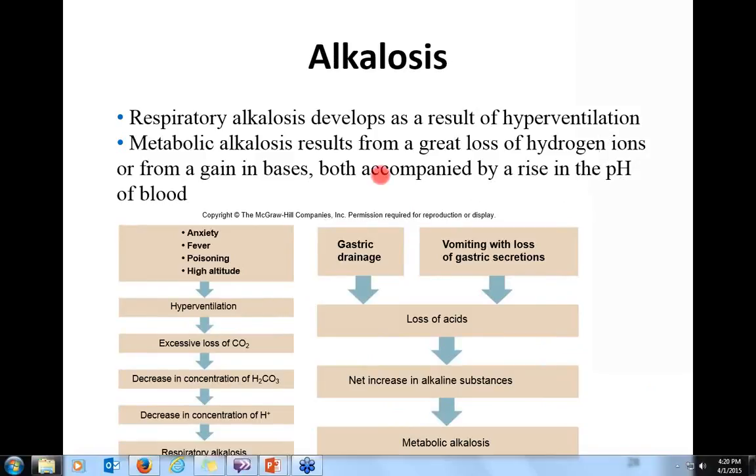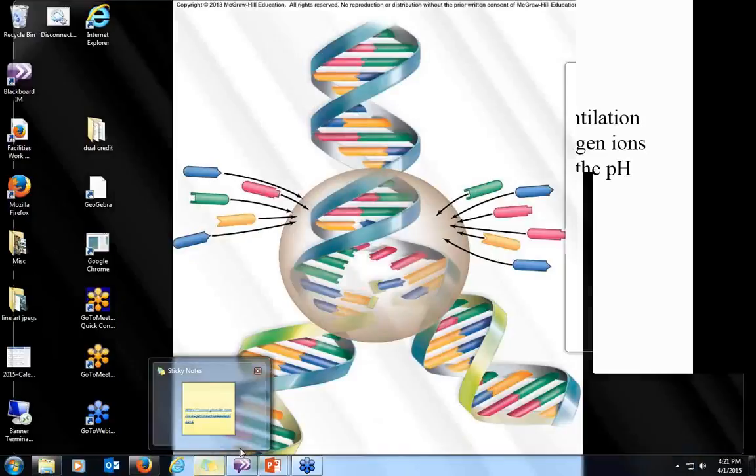Alkalosis, some of the causes, it can be metabolic, but it could also be respiratory. So, should you have anxiety, fever, poisoning, anything that causes hyperventilation, you lose excessive amounts of CO2. That decreases the amount of carbonic acid being made. As you decrease the amount of carbonic acid, you also decrease the amount of hydrogen ions, and that leads to respiratory alkalosis.